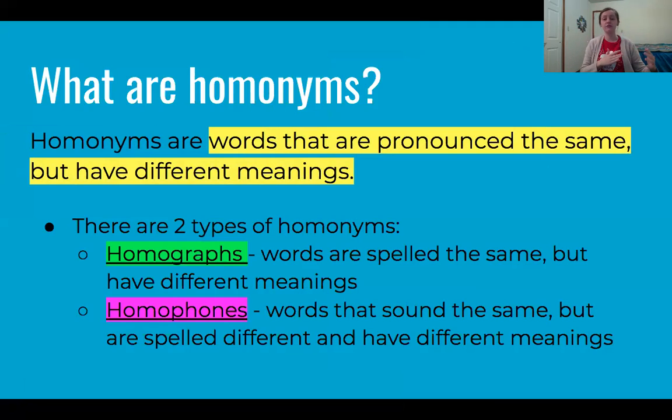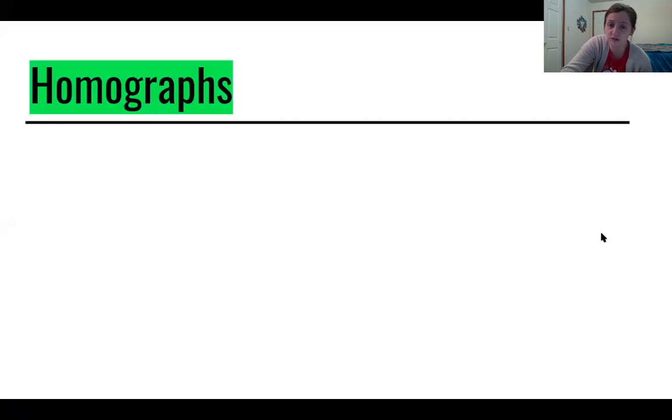We have homographs, which are words that are spelled the same but have different meanings. And then we have homophones, which are words that sound the same but are spelled differently and also have different meanings. So the main difference here is that homographs have the same spelling and homophones have different spellings. Both of them sound alike, both of them have different meanings, but homographs are spelled the same, homophones are not. So let's take a look at some examples of each.